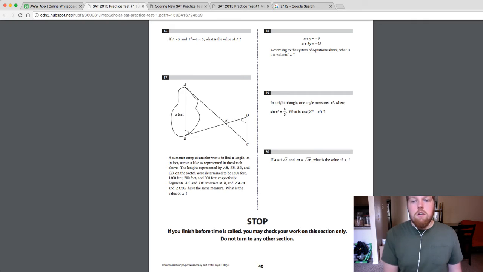Okay, in a right triangle, one angle measures x degrees, where sine of x is 4 over 5. What is cosine of 90 minus x?